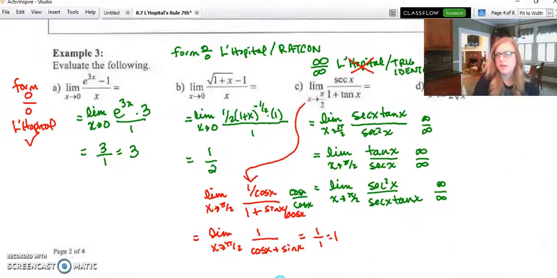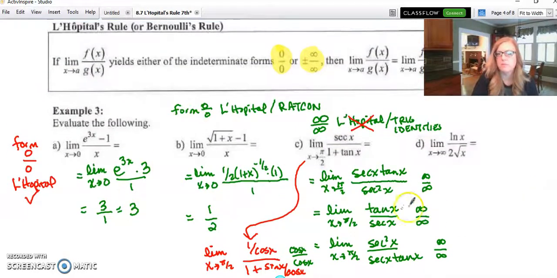All right, let's take a look at part D here. Same thing. Let's check and see where we're at. If I plug in, I go to infinity. Now the natural log grows and goes to infinity, just slowly. Your 2 square root of x is going to grow, but also slowly, still going to infinity.